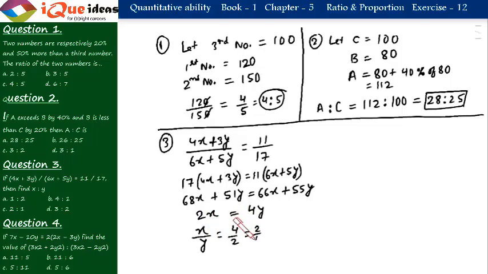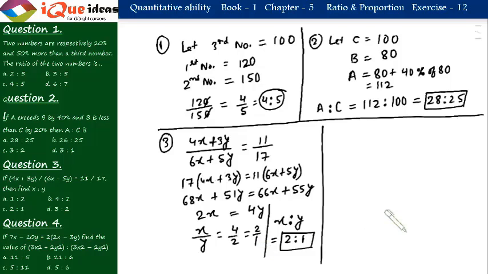So if the question is asking the ratio of x is to y, it is equal to 2 is to 1. That is the required ratio. Be careful about the order. It is 2 is to 1, that is the answer, not 1 is to 2. Now comes question number 4. It says 7x minus 10y is equal to 2 into 2x minus 3y.